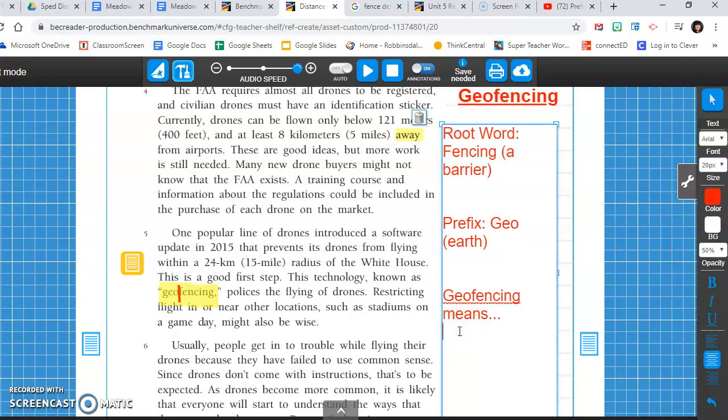Geofencing means a barrier or boundary over a large piece of land. Oh, Ms. Kelleher made a spelling mistake. Boundary, there we go. All right, now I have to use the text to see if my definition makes sense. I'm going to zoom out a bit.